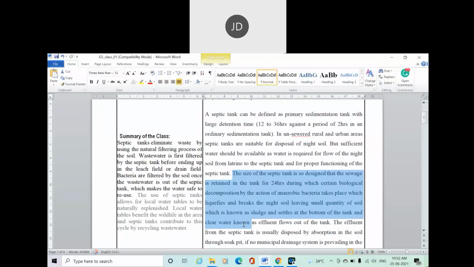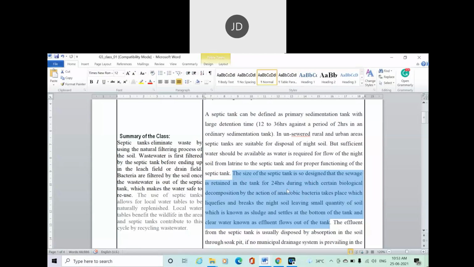And the clear water, which is also known as effluent, flows out of the tank. So in this particular statement, the whole basic mechanism of the septic tank is explained. That means how a particular septic tank works in digesting the waste basically. Okay, so the size of the septic tank is so designed that the sewage is retained in the tank for 24 hours.